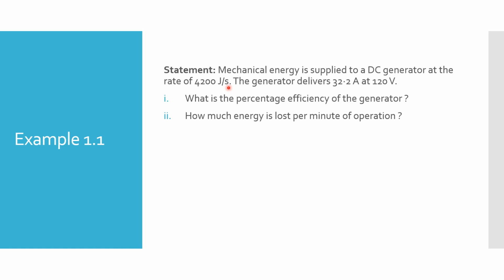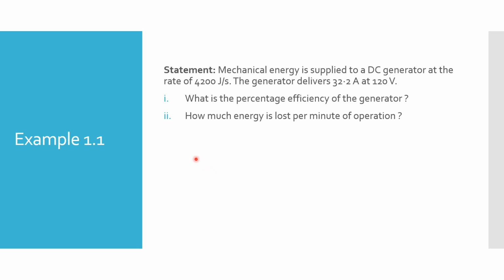Obviously 4200 joules of energy is provided every second. So this is actually power, the power at the input of the generator. The generator delivers a 32.2 ampere current at 120 volts. So the generator terminal voltage is 120 volts and it is capable of providing 32.2 amperes of DC current. So overall this generator can deliver an output of 120 into 32.2 watts. You are required to calculate the percentage efficiency of the generator, and you are required to tell how much energy is lost per minute of operation.